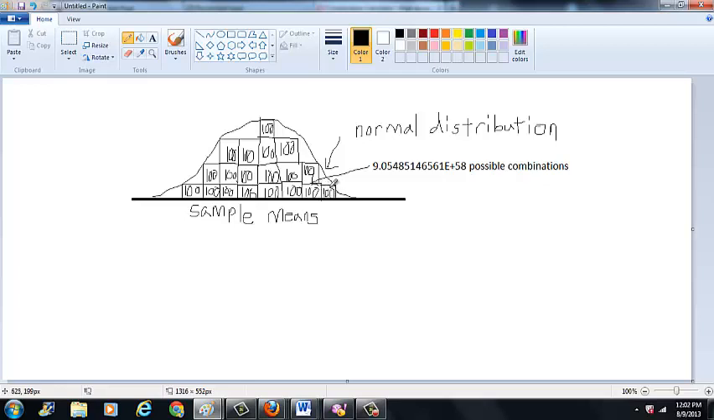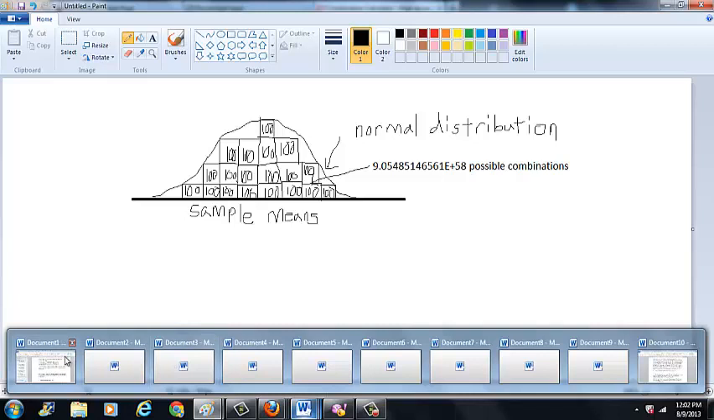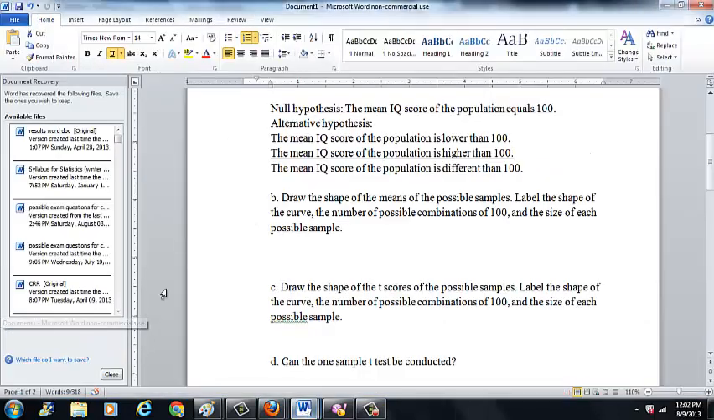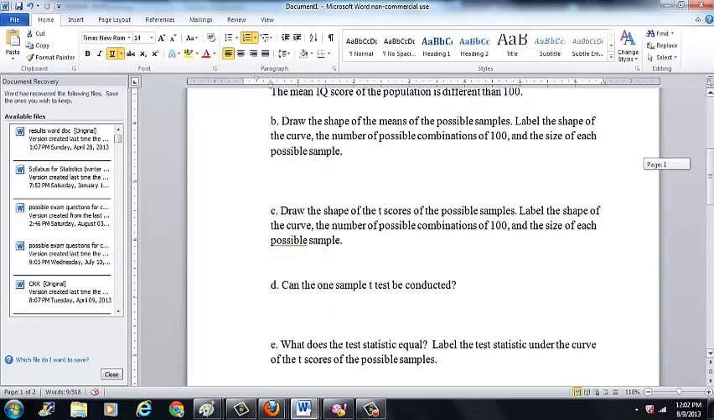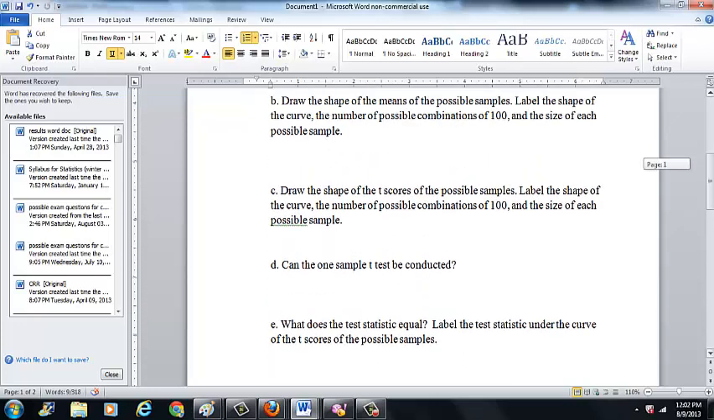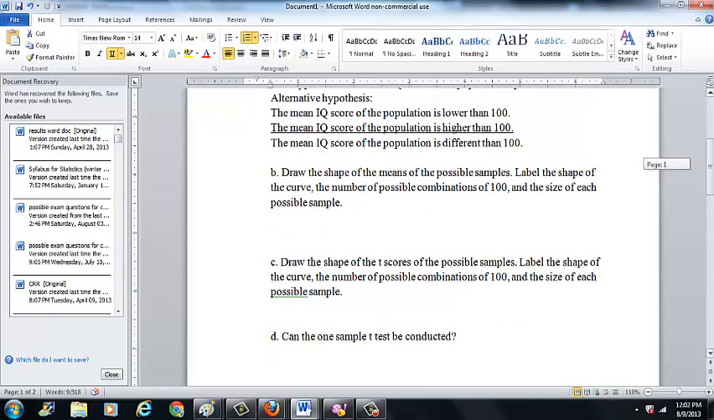Okay. I think that finishes that part of the question, because we've labeled the size of each possible sample. We said that they're all 100. Question C asks you to draw the shape of the t-scores of the possible samples and label the shape of the curve.